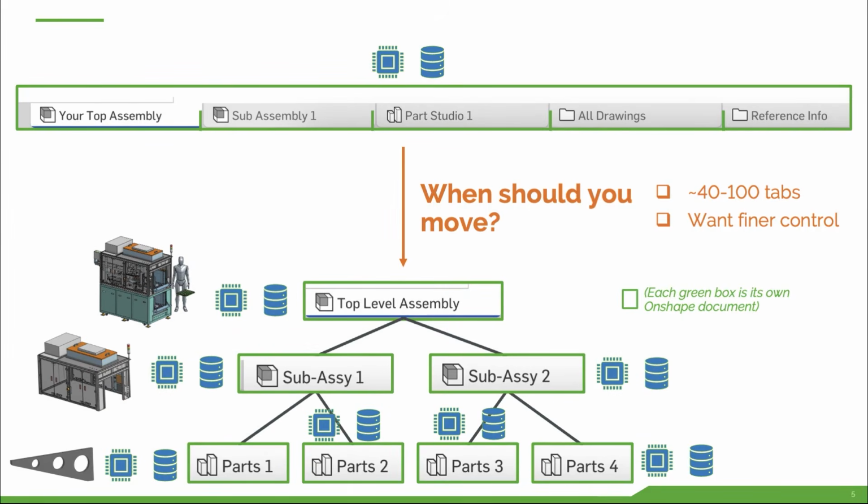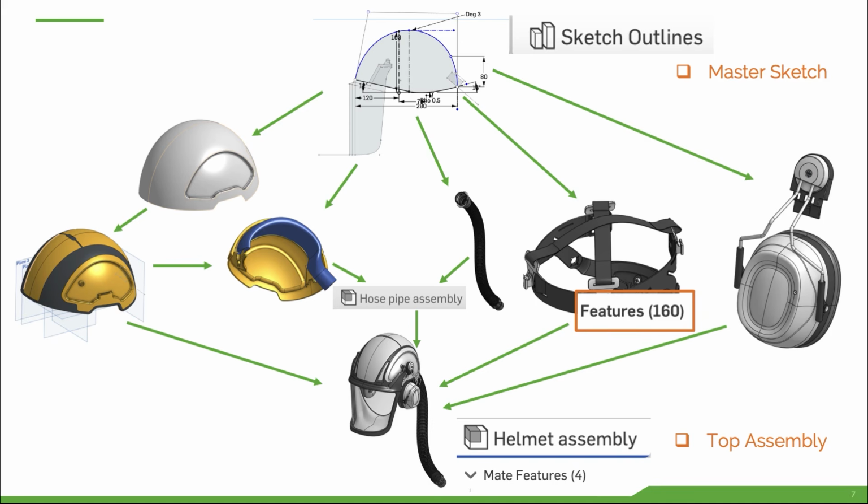When should you move? Our general recommendation is for when you get close to 40 tabs, or your design stabilizes to a state where you benefit from version references. This hierarchy can also include a master sketch driving individual parts. Those parts can have expensive features, but are now calculated in parallel since they are in different documents. This yields better top-level assembly performance.